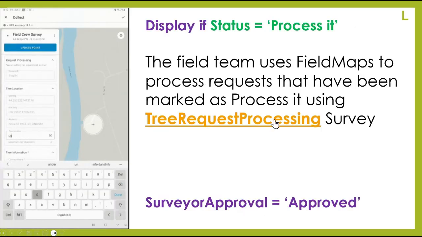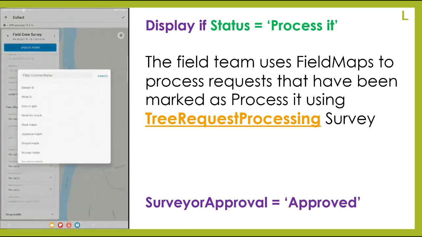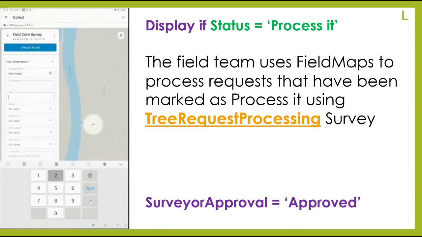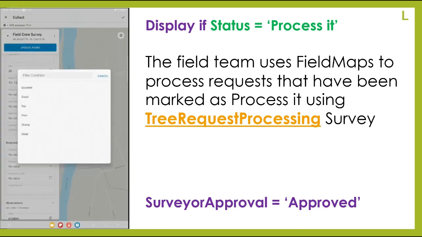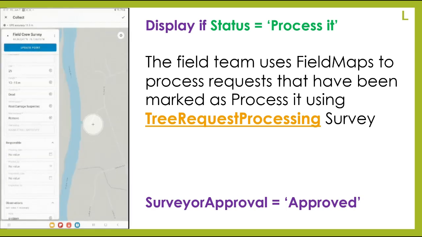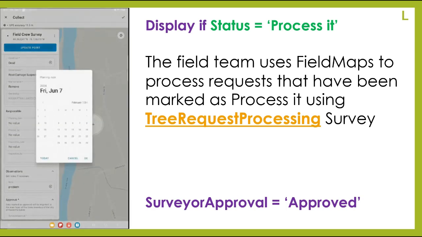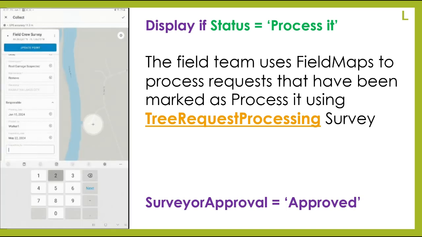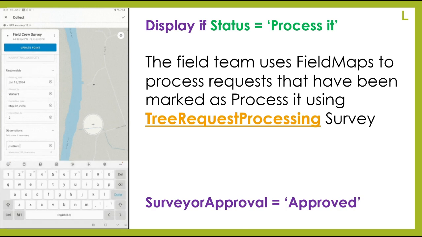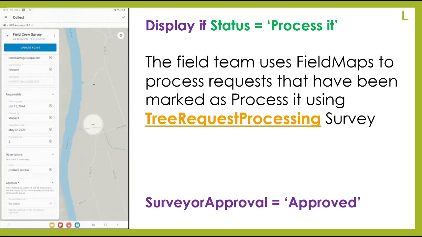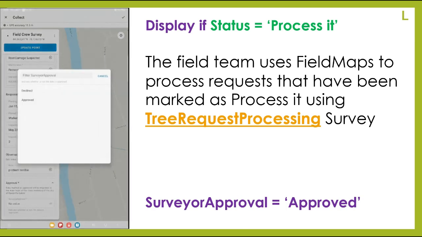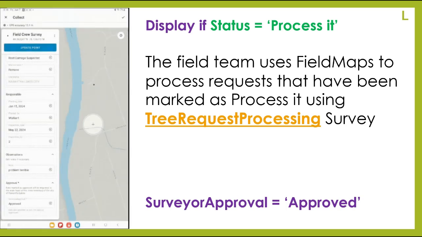The field crew uses Field Maps to process requests that have been marked as processed. Field Maps allows them to work both online and offline. Here you can see some screenshots of the Field Maps interface showing how field teams record and update information directly from the job site.